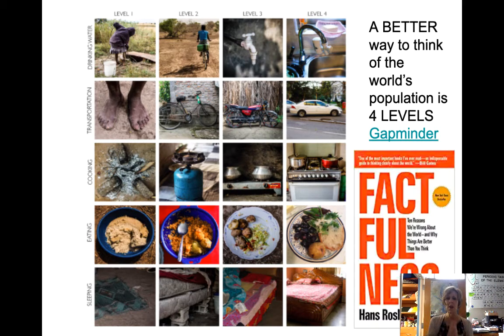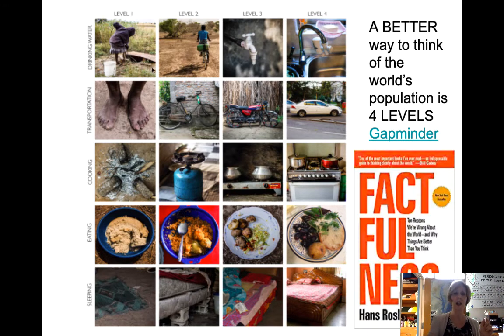And I just want to give a great shout out to a wonderful researcher named Hans Rosling. He passed away a few years ago, but he wrote a book called Factfulness that is really eye-opening. And he has been a very popular TED Talk speaker, and he talks about the best way to think about the world population is not with the haves and the have-nots, not the industrialized and the less industrialized, but think of it in 4 levels: level 1 populations, level 2 populations, level 3, and level 4.